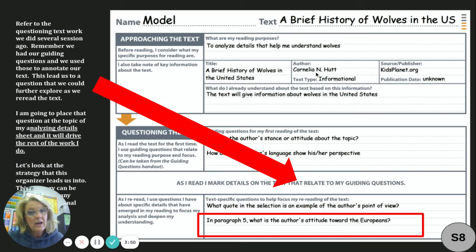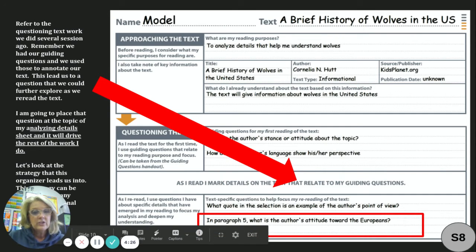The author was Cornelia Hutt. It was an informational passage. It was published by Kids Planet, and we weren't real sure when the publication date was. What we already understood about the text was that just from the title, it was going to give us some information about wolves in the United States. So we came up last week when we were doing this activity, I gave you the question, what was the author's stance or attitude about the topic, and how does her language show her perspective? So you answered those two questions in one of your notebook entries.